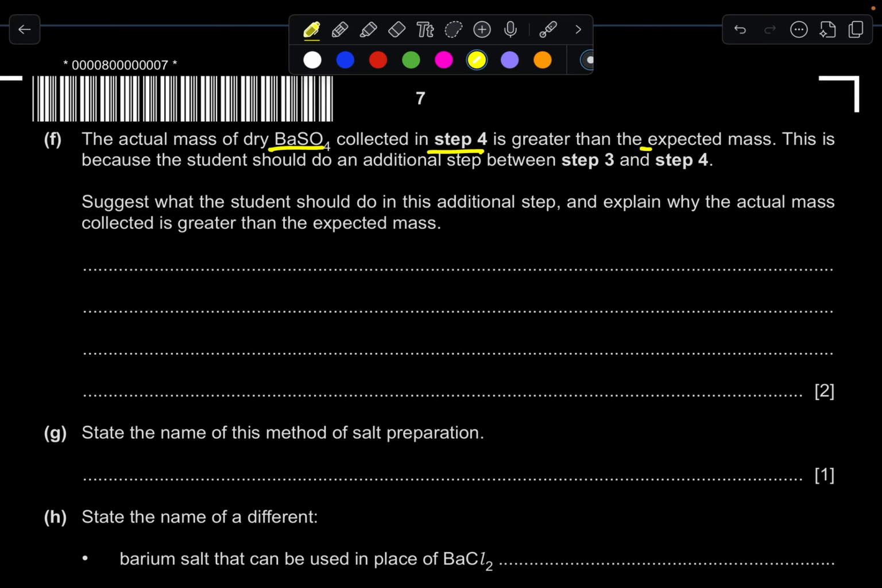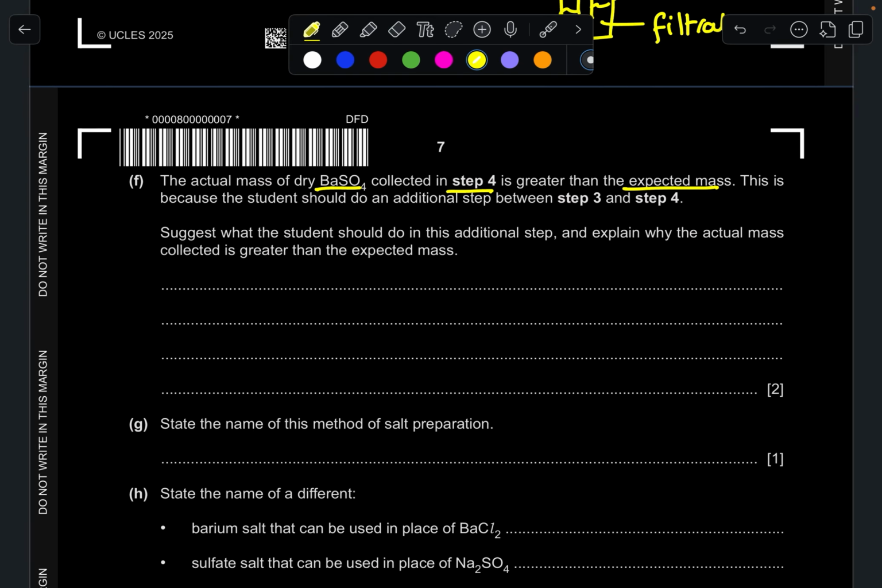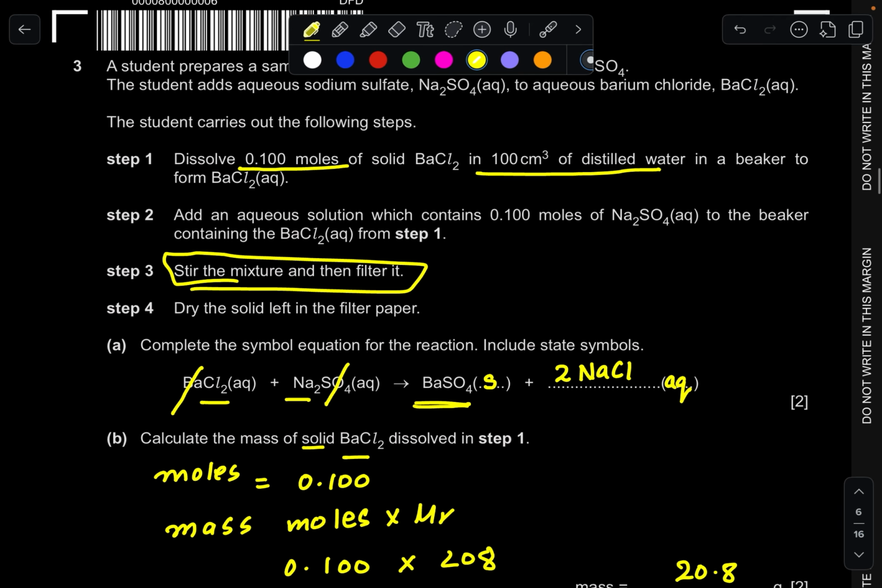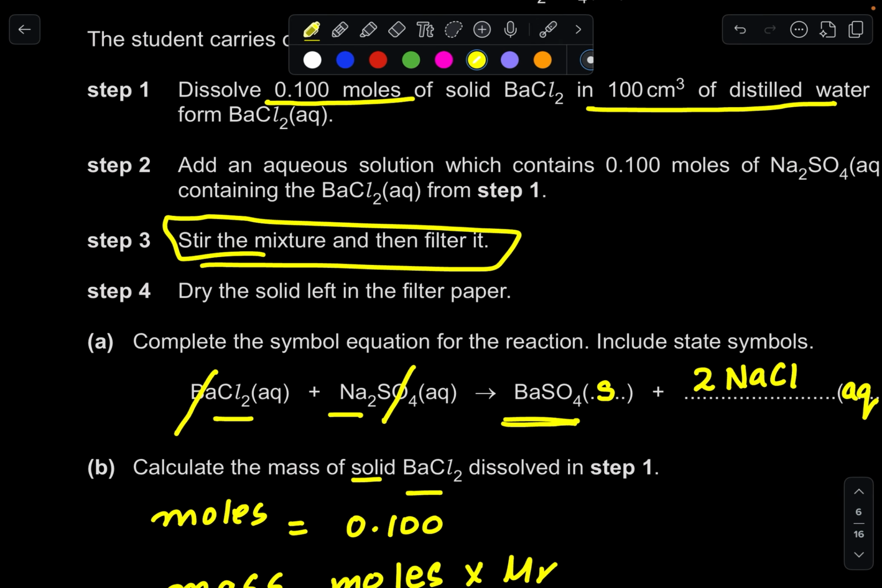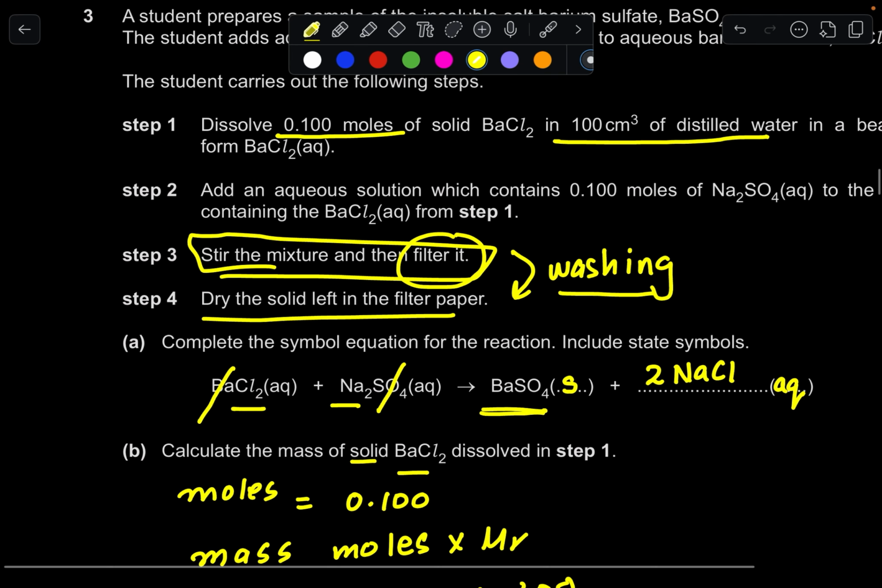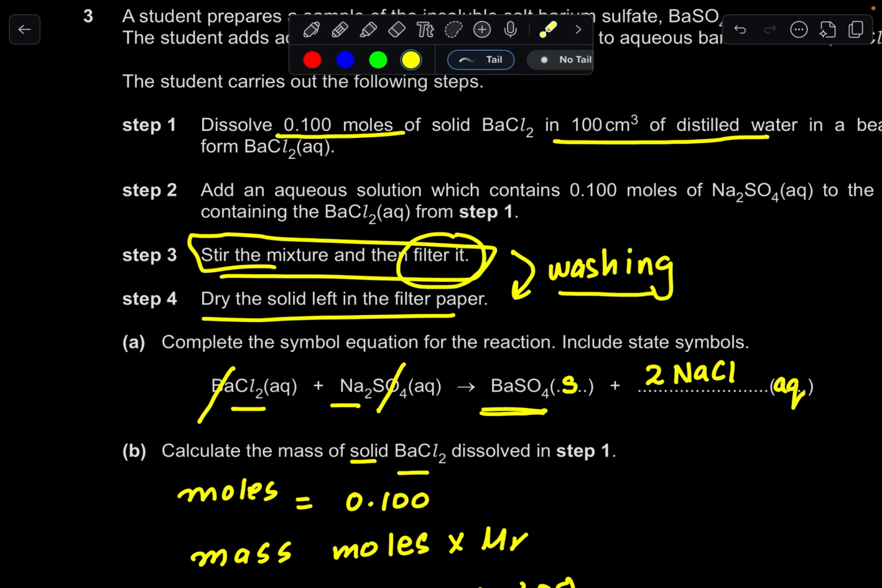The actual mass of dry barium sulfate collected in step 4 is greater than the expected mass. Why? Because of the impurities in it. This is because the student should do an additional step between 3 and 4. Look over here. At step 3, he just gets the mixture, filters it, and then dries. He should have washed it. Washing is missing over here. Washing the residue. Why? Because there was some soluble salt in it as well.